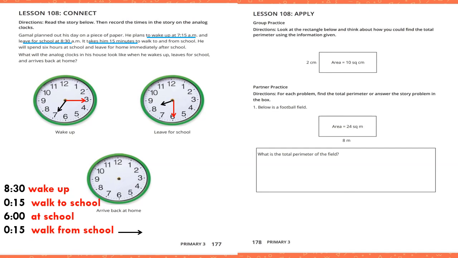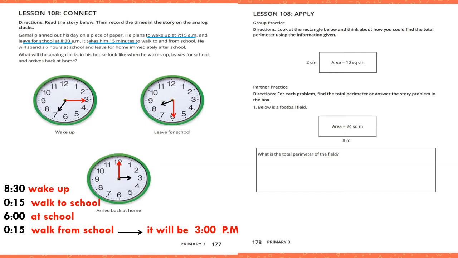He woke up at 8:30. 15 minutes walk to school, 6 hours at school, and 15 minutes walk from school. So he will arrive at 3 p.m. Short hand on 3 and tall hand on 12.